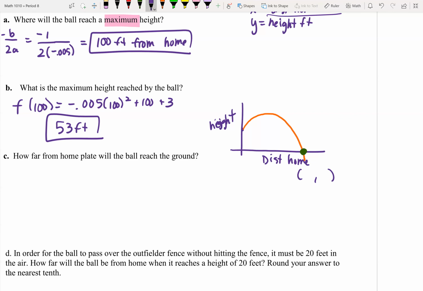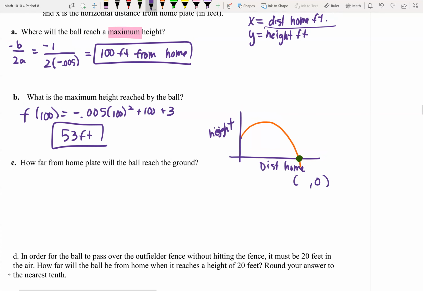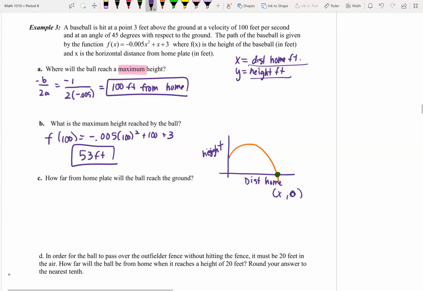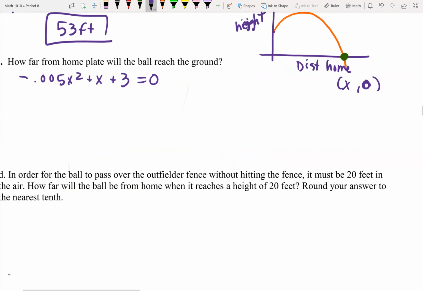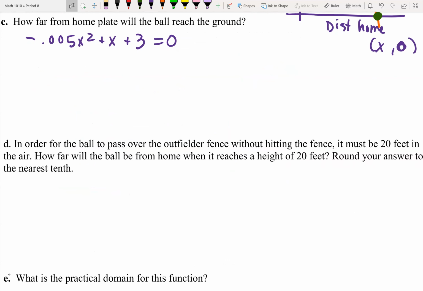What do? You let the y be a 0. Well, that makes sense because y stands for height, and if it's on the ground, the height is a 0. Who says I understand that? Okay, so you're going to take that equation, which is right here, and you're going to let the height, which is the y, be a 0. Okay, so everybody go negative 0.005 x to the second plus x plus 3 equals 0. My height is a 0 and it's on the ground.